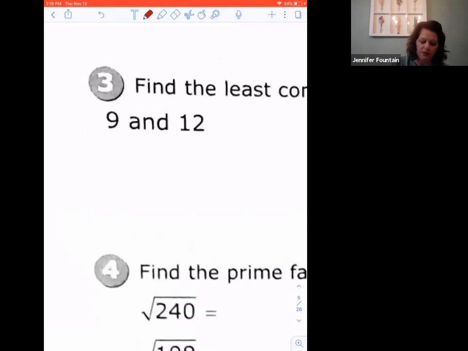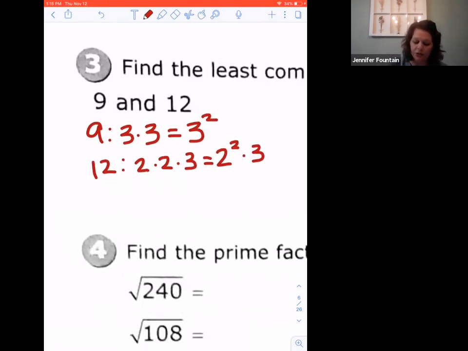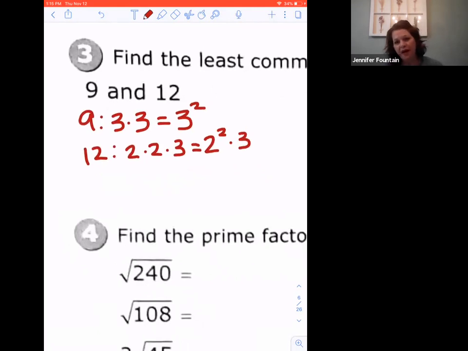The first step is to list out our prime factors. So 9 would be 3 times 3, so we could write that as 3 squared. 12 is going to be 2 times 2 times 3, so I can write that as 2 squared times 3. Remember, with least common multiple, I need to make sure to multiply each factor that is represented in the prime factorization of every number, but I only list it once and I use the highest exponent.